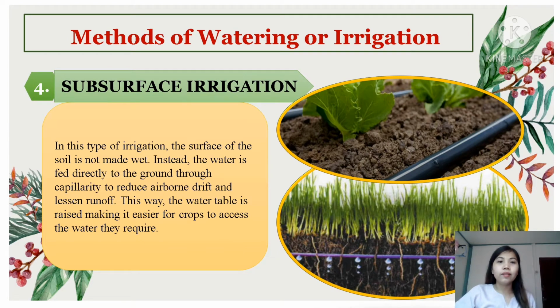Next is subsurface irrigation. In this type of irrigation, the surface of the soil is not made wet. Instead, the water is fed directly to the ground through capillarity to reduce airborne drift and lessen runoff. This way, the water table is raised, making it easier for the crops to access the water they require.